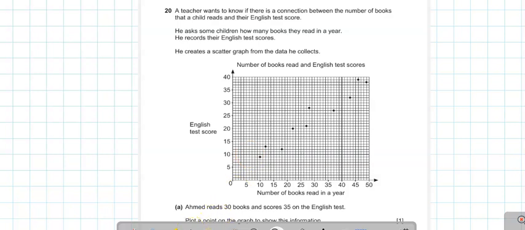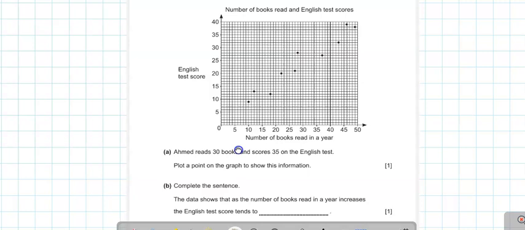Let's complete. Question A. Ahmed reads 30 books and scores 35 in English test. Plot the point on the graph to show this information. I will go to 30 books and I will go up till 35 and then I will make a dot.